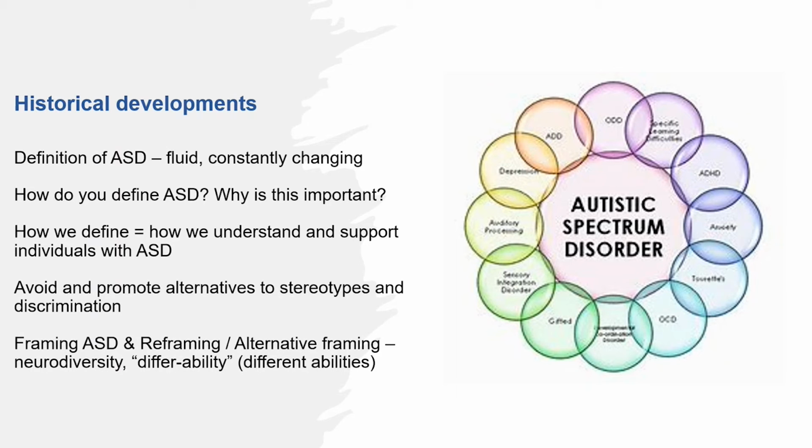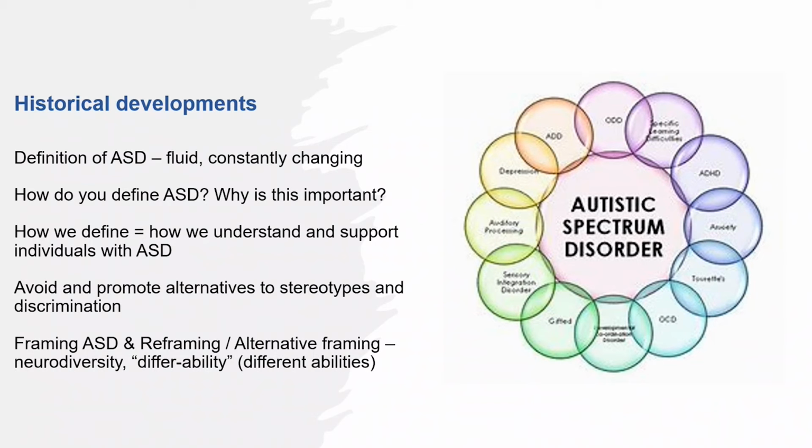Here you'll see on the diagram, there are many complex comorbidities, including attention deficit disorder, anxiety, there's Tourette syndrome, there's giftedness, there's auditory processing challenges, also attention deficit hyperactivity disorder.